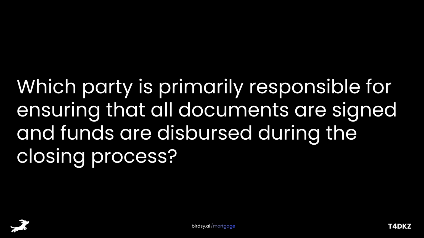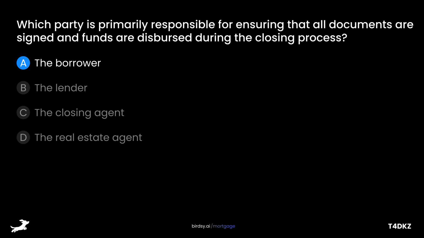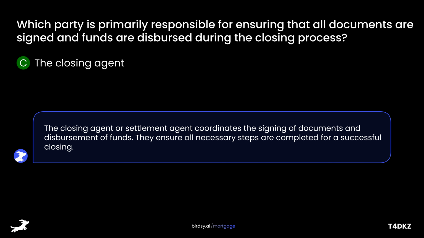Which party is primarily responsible for ensuring that all documents are signed and funds are dispersed during the closing process? Is it A, the borrower, B, the lender, C, the closing agent, or D, the real estate agent? The answer is C, the closing agent. The closing agent or settlement agent coordinates the signing of documents and disbursement of funds. They ensure all necessary steps are completed for a successful closing.